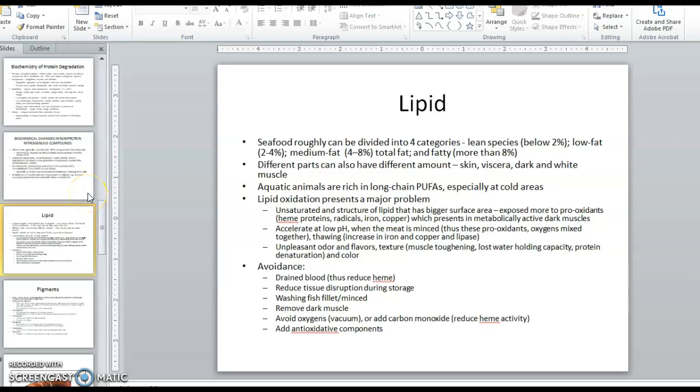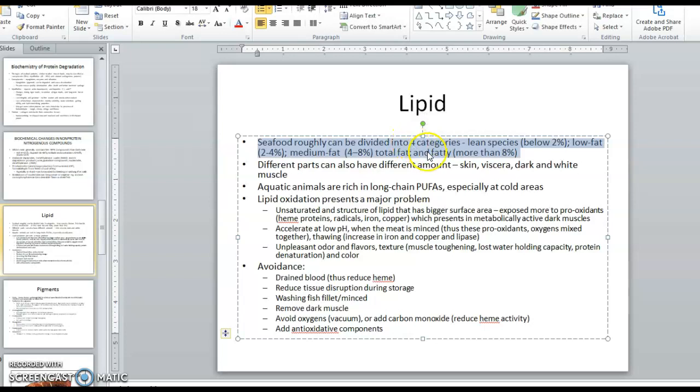Okay, so we continue. Now we enter into the degradation of lipid. Seafood roughly can be divided into 4 categories. The first one is lean species, meaning that it doesn't have a lot of lipid, which constitutes below 2% of the total body fat. Low fat species, up to 4%. Medium fat species, up to 8%. And fatty, which is more than 8% of the total fat.